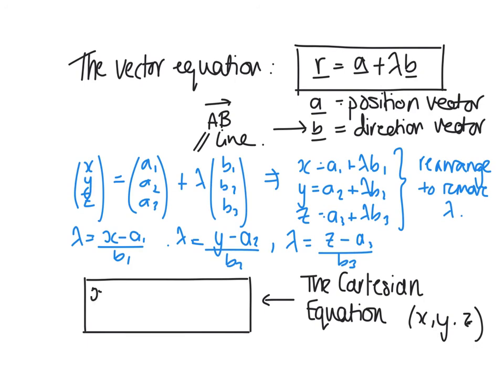So that means that x minus a1 over b1 equals y minus a2 over b2 equals z minus a3 over b3. And that is the Cartesian equation of a line in 3D space. In the next video, we will look at some examples using these equations.